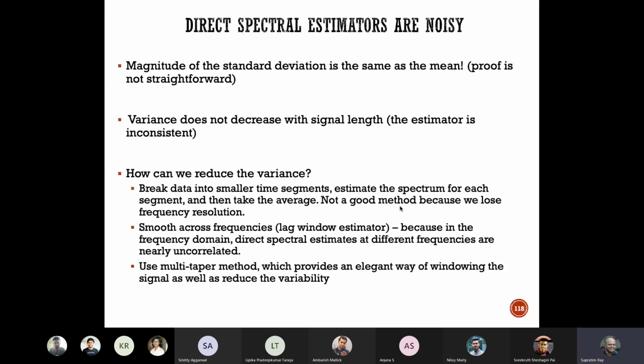Turns out this variance doesn't decrease even if you increase the signal length over which you are computing the spectrum, and this is what is called an inconsistent spectrum. The true reason why this happens is because the spectrum is actually a continuous function. It's actually the Fourier transform of the autocorrelation function. So it's a continuous function, but I'm trying to estimate it only at a discrete number of points.